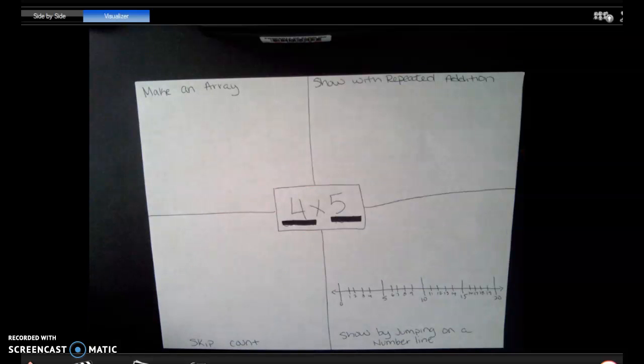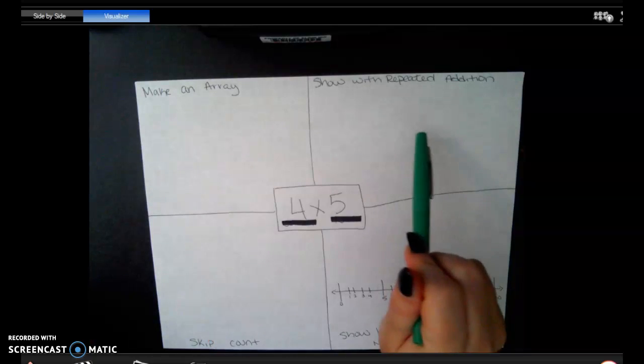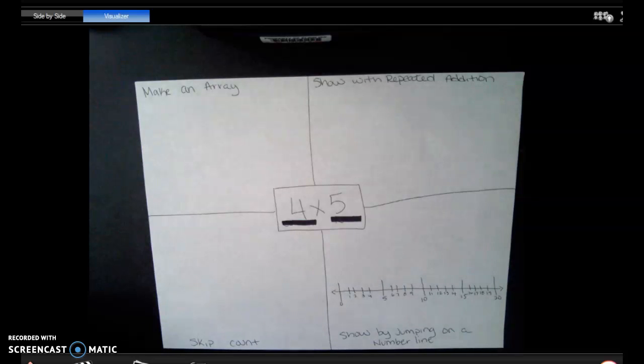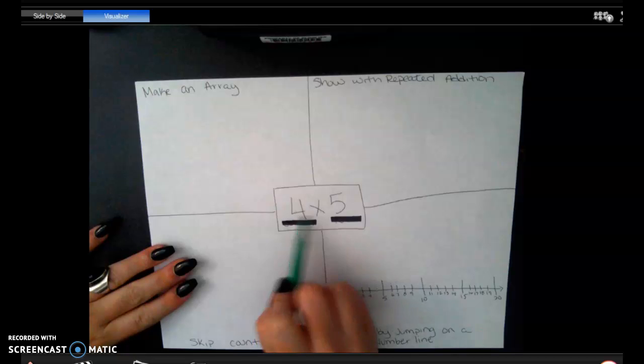Okay, boys and girls, now we're going to represent the equation 4 times 5. We're going to do this by making an array, showing it with repeated addition, skip counting, and jumping on a number line. So, we know that we're going to have 4 groups of 5.